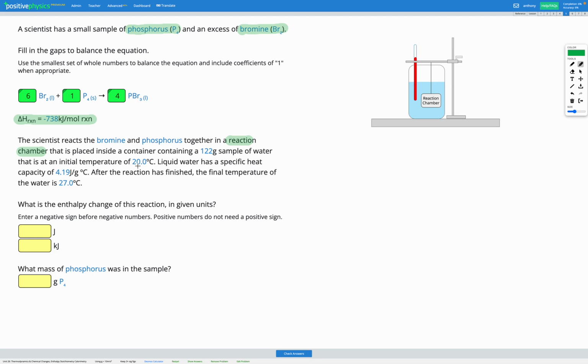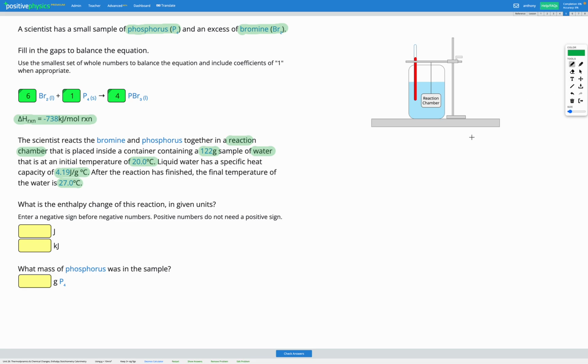So we're told that we have 122 grams of water that has an initial temperature of 20 degrees C. We're also told the specific heat capacity of water is 4.19 joules per gram degree C. And we're told that after the reaction has finished, the final temperature of the water is 27 degrees C. So we know here in this question that the temperature of the water increased during the reaction. So we can use the change in temperature of the water to figure out the enthalpy change during the reaction.